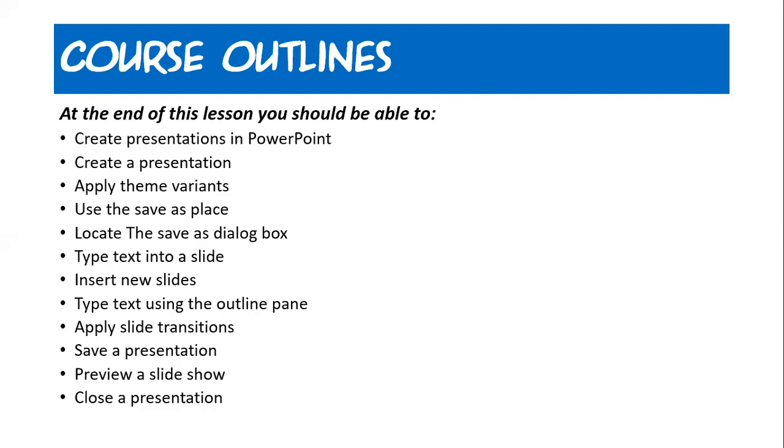The course outlines, this is what this course is going to take you through. At the end of this lesson, you should be able to create a presentation in PowerPoint, apply different types of themes to your PowerPoint, use the save as place, locate the save as dialog box. You should be able to type text into a slide, insert new slides, okay? Type text using the outline pane, okay? Apply slide transitions, save a presentation, preview a slideshow, and close a presentation.